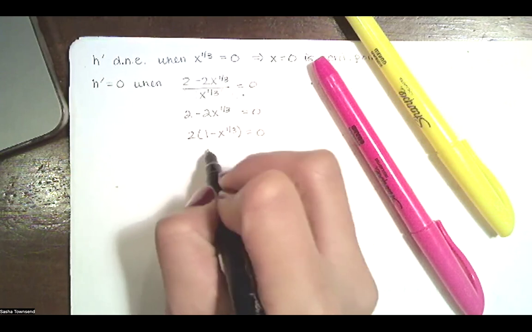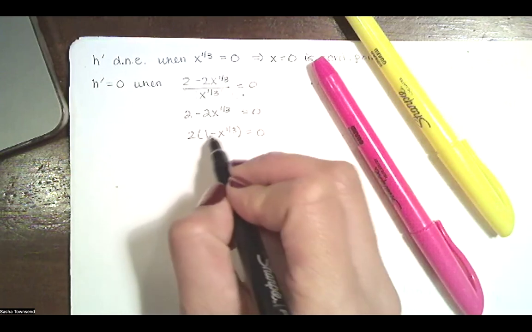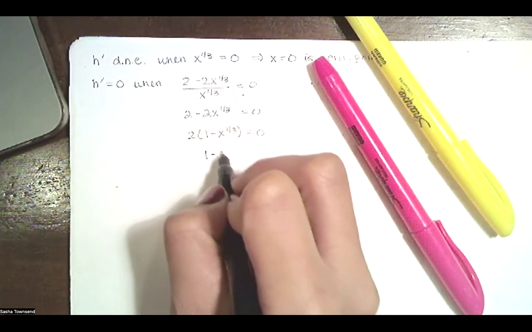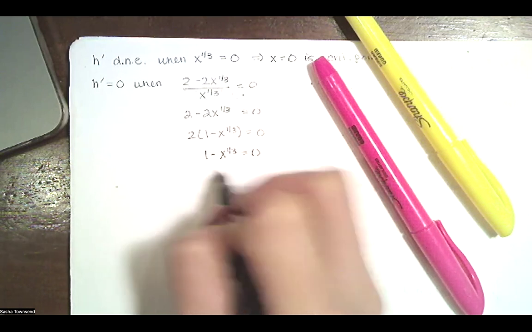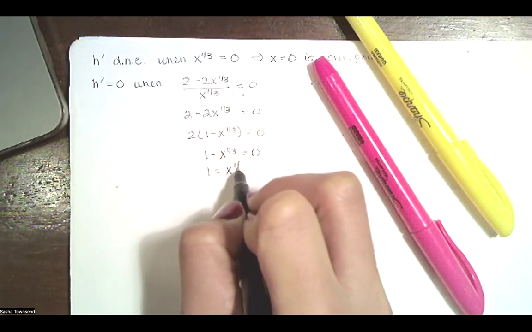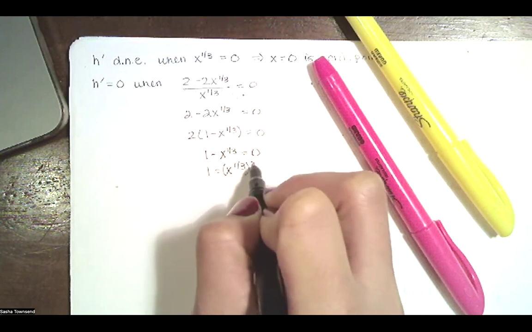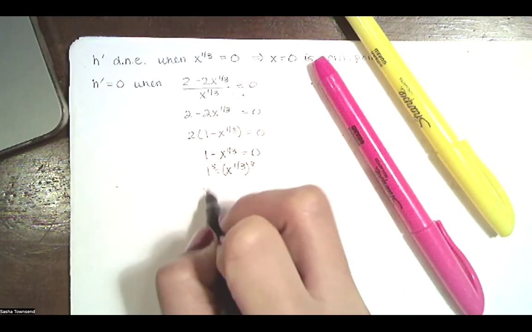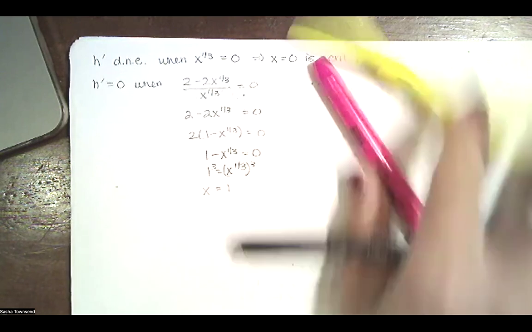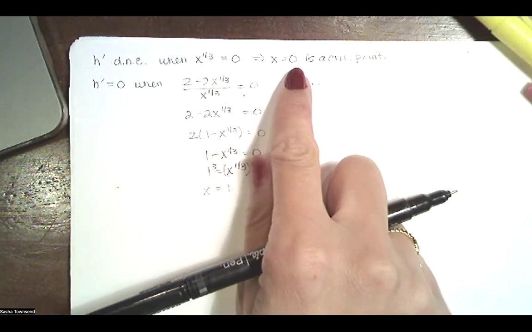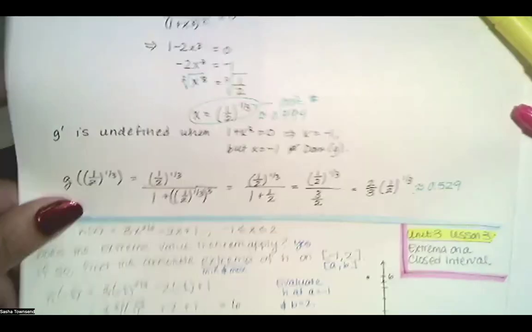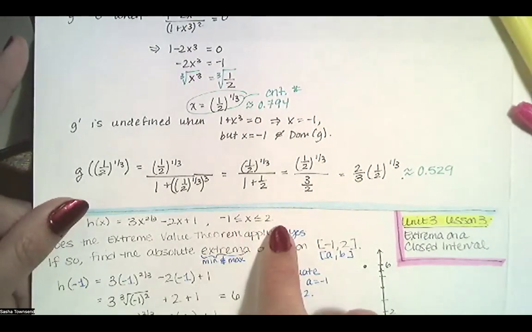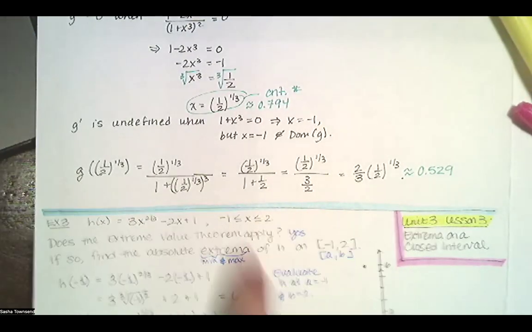So I have 2 equals 0, which is never true, or this equals 0, which means that 1 minus x to the 1/3 must be 0. So 1 has to be equal to x to the 1/3. To get rid of that cube root, we cube both sides, and x has to be equal to 1. So x equals 0 is a critical point, and x equals 1 is a critical point. And we are only interested in those critical points on the interval from -1 to 2. Well, 0 and 1 are both on the interval from -1 to 2. So we evaluate the function at the critical points.